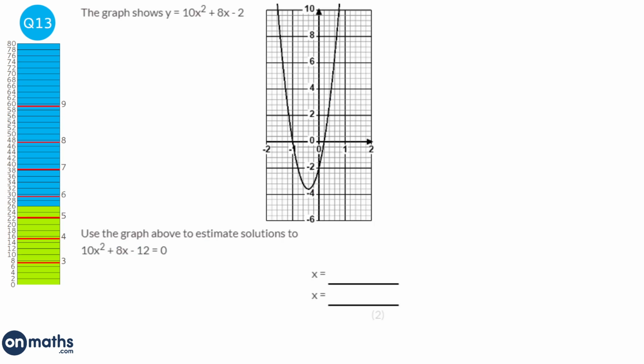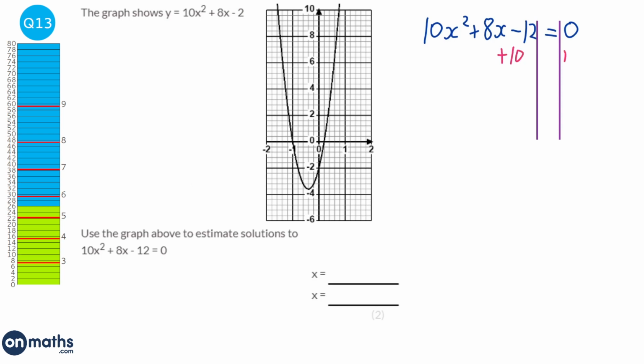What I'm going to start off by doing is rearranging this equation so that it kind of matches this one. So I'm just going to write it down. And we want the n to be -2. So what I'm going to do is I'm just going to put my rearranging lines in. And we're just going to add 10 to both sides.